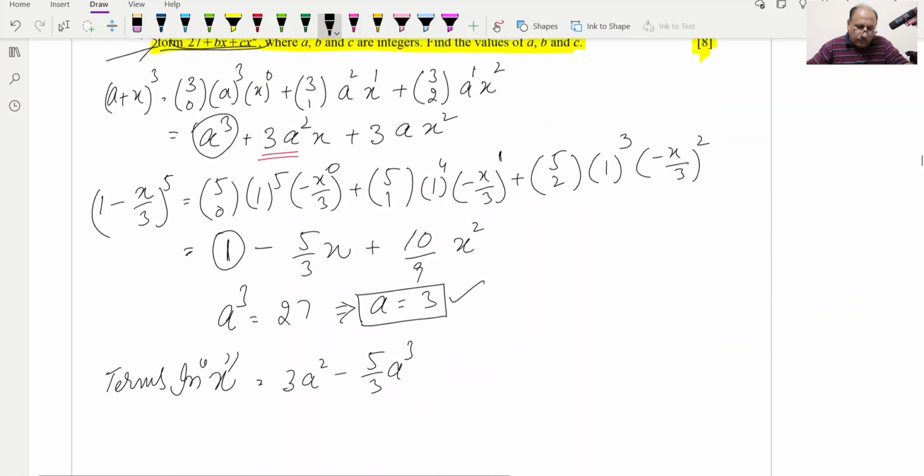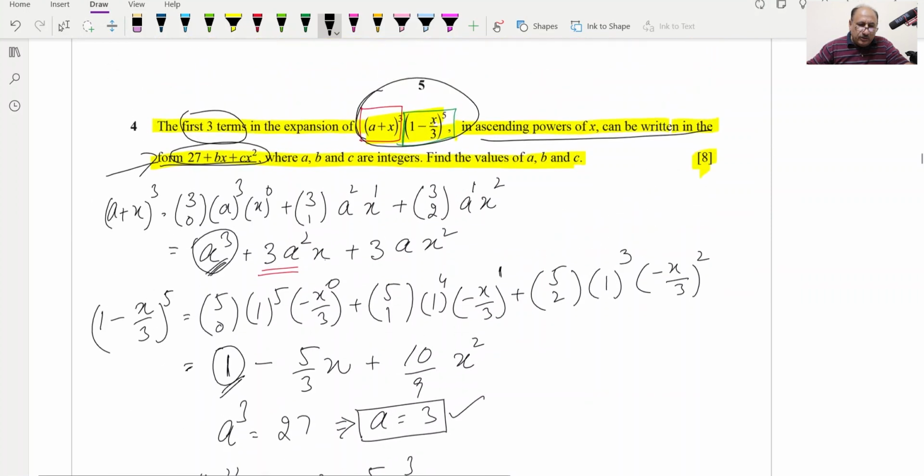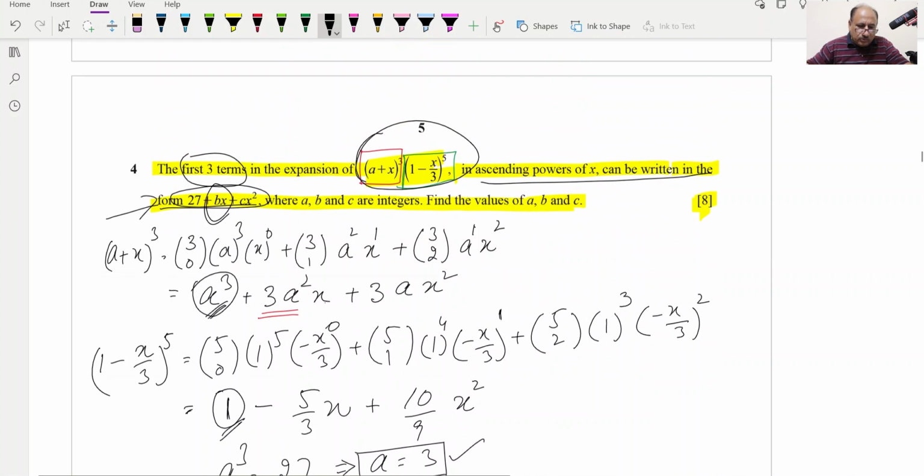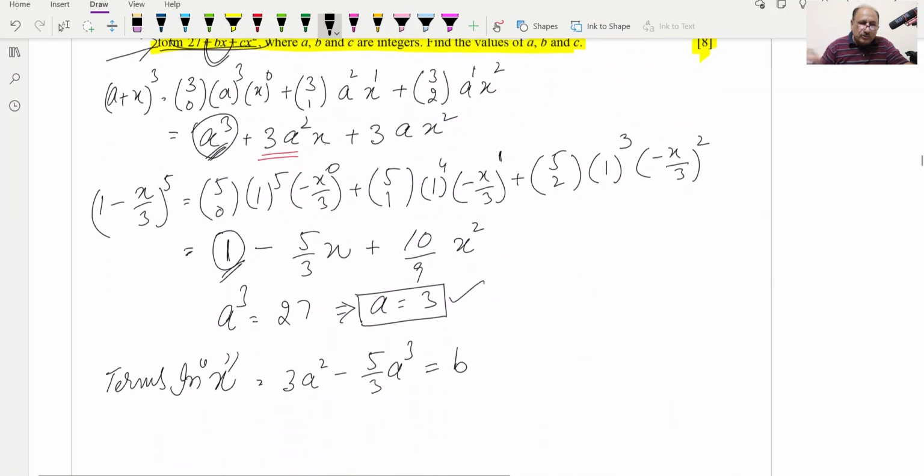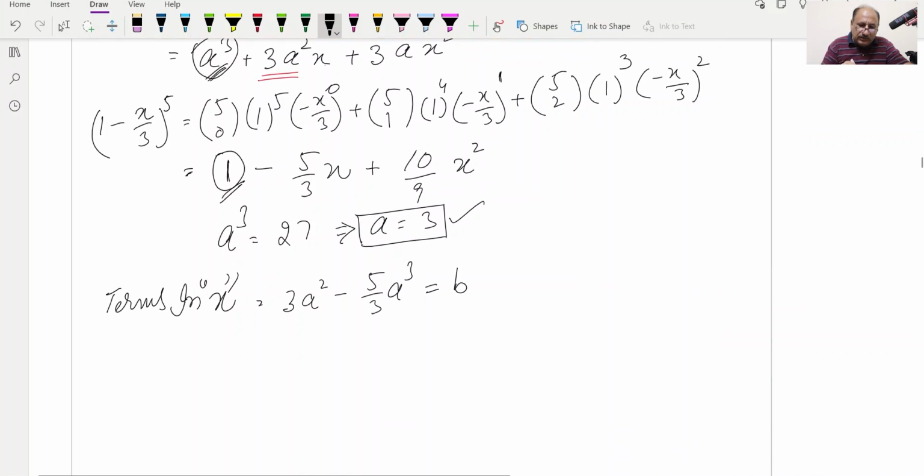This is how we found it: when we multiply this x cubed with this 5 by 3 x, we will get the coefficient of x, which is 5 by 3 a cubed, and this first value is 3a squared x. When this is multiplied by 1, we will get 3a squared. Hopefully you are understanding. And this will be the value of b when we compare this equation.